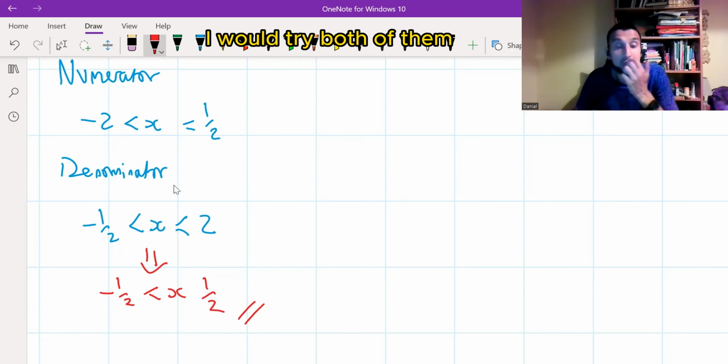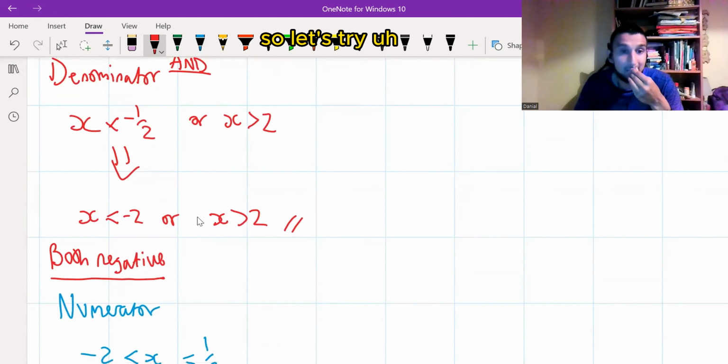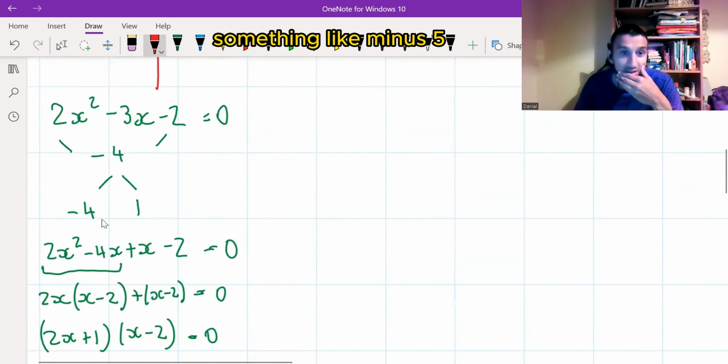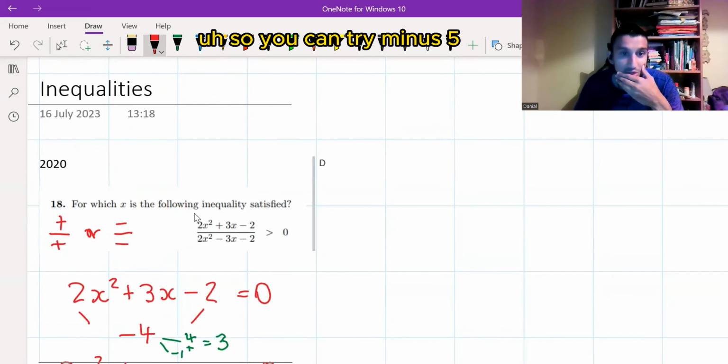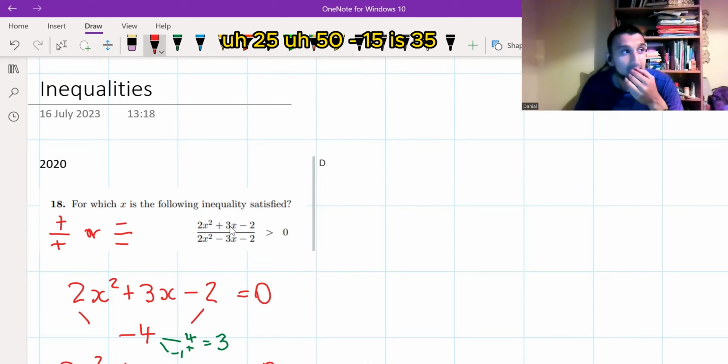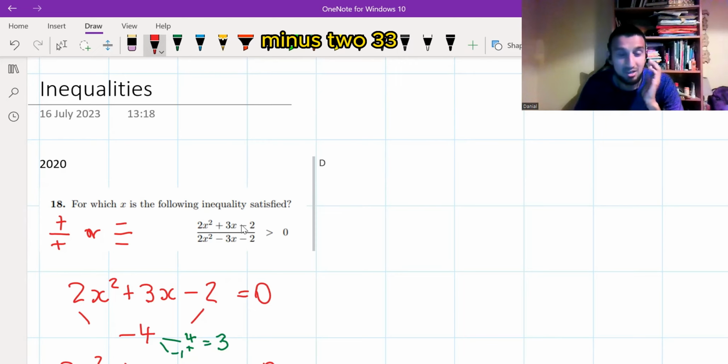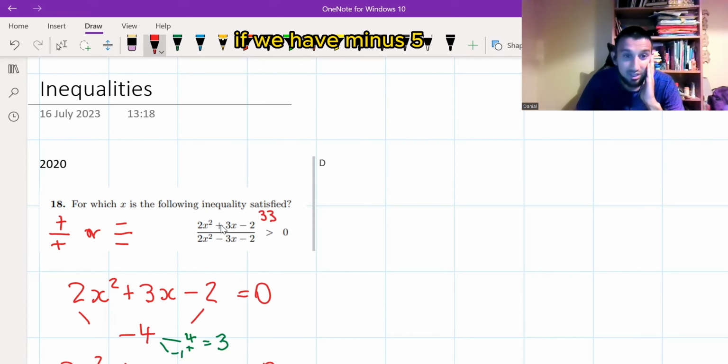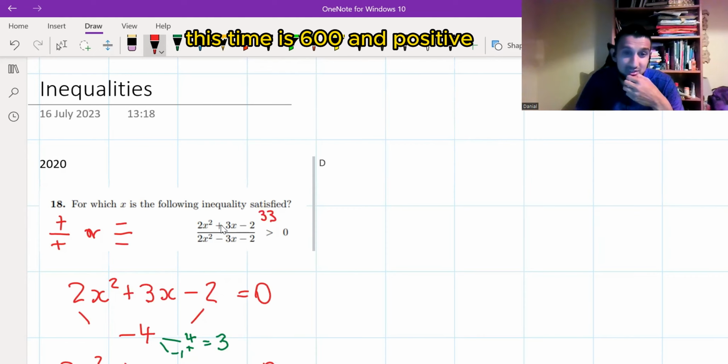So now what I would do, I would try both of them. So let's try something like -5. So you can try -5. So 2 times 25, 50, -15 is 35, -2 is 33. So that would be 33 on the numerator if we had -5, which is positive. And 25 times 2, 50 minus the 15 would be, or plus the 15 this time, would be 65, definitely positive as well. So positive, positive, so that works, okay?